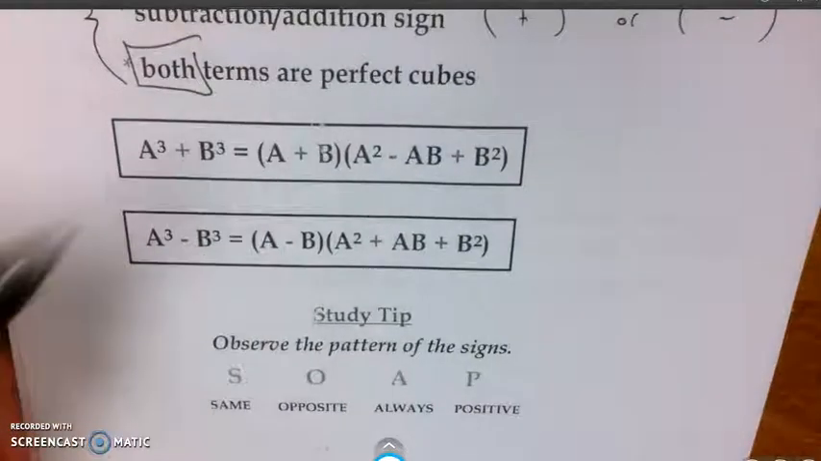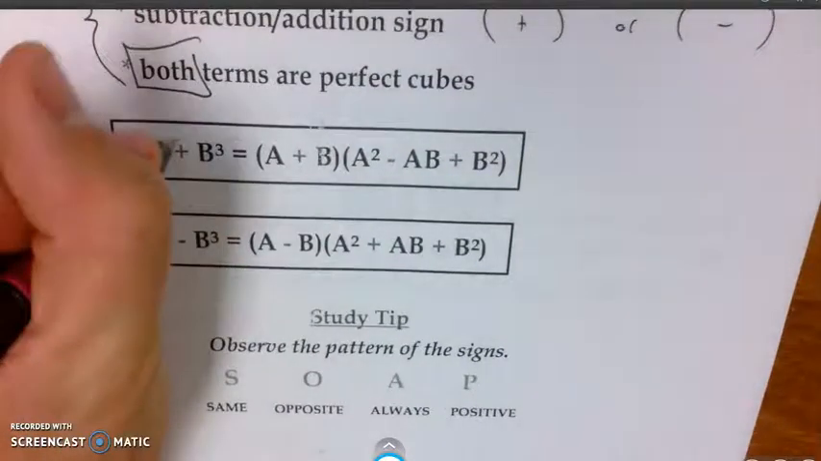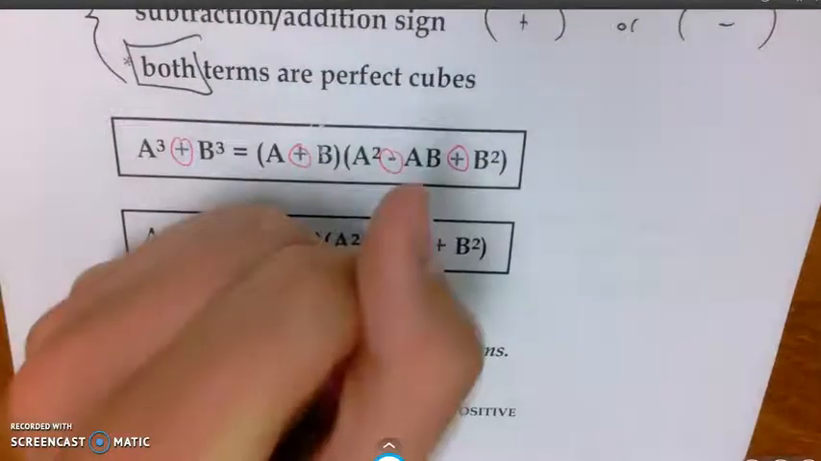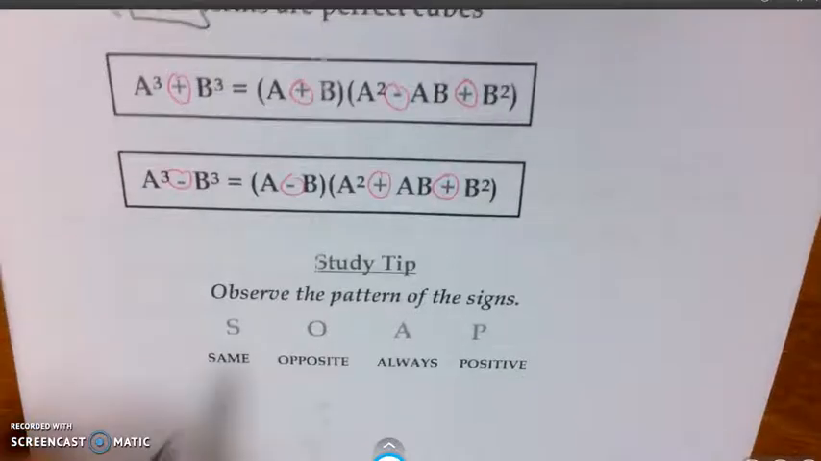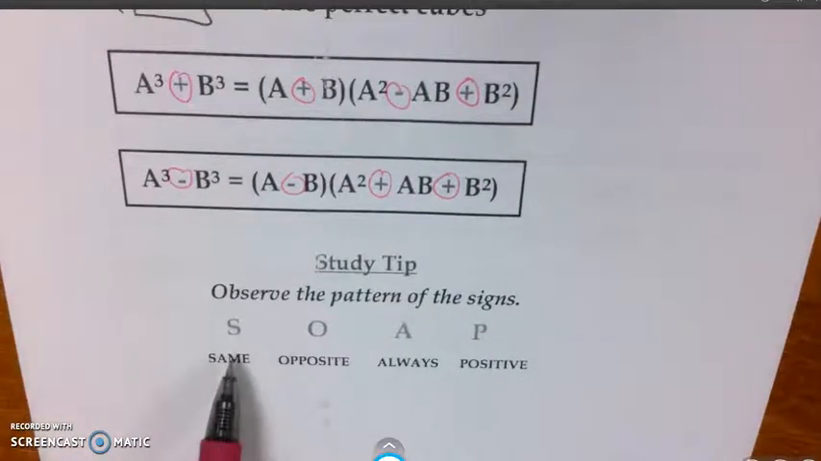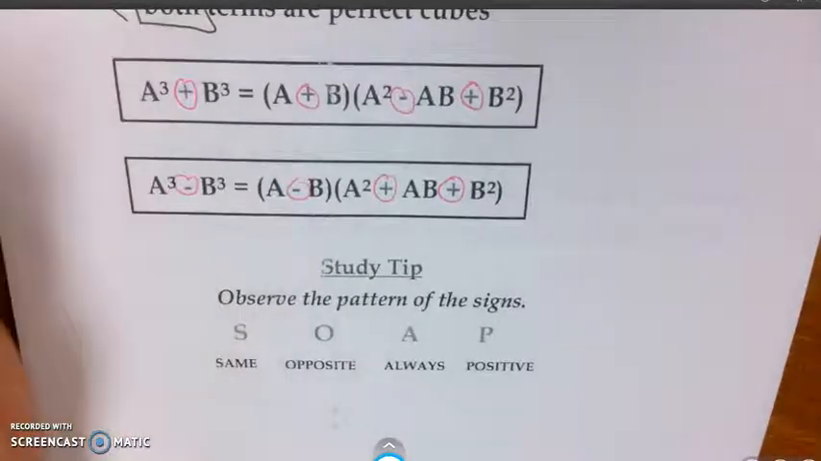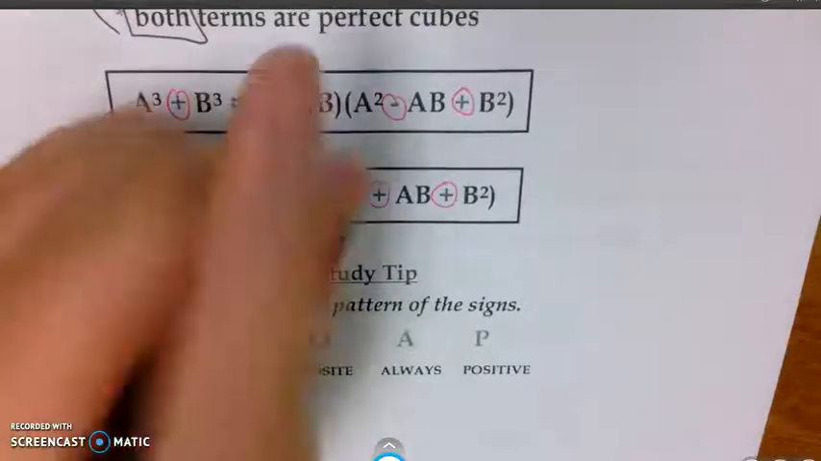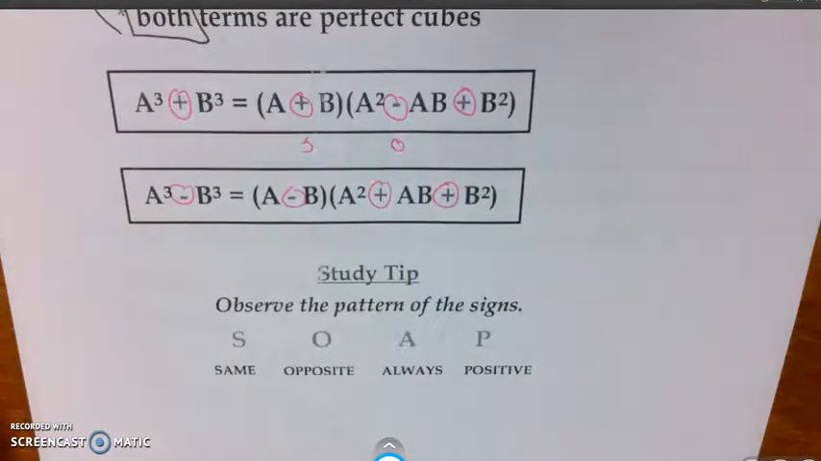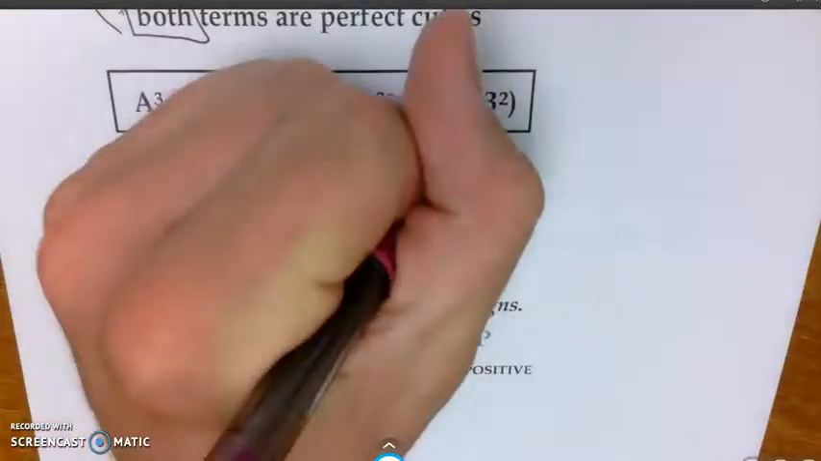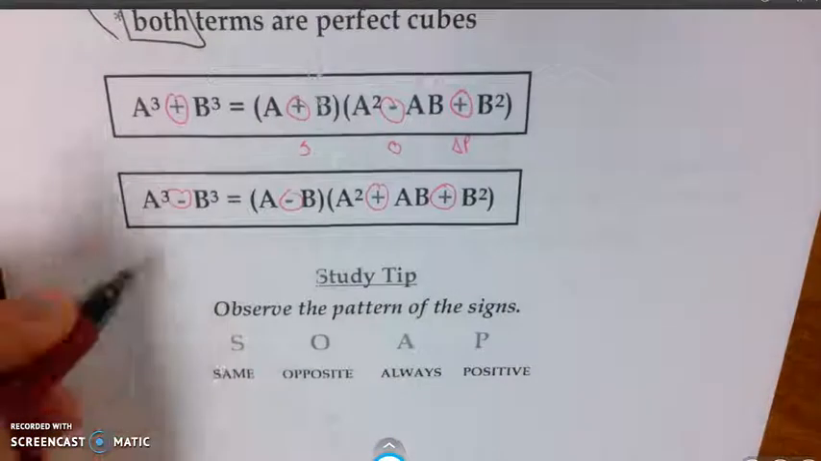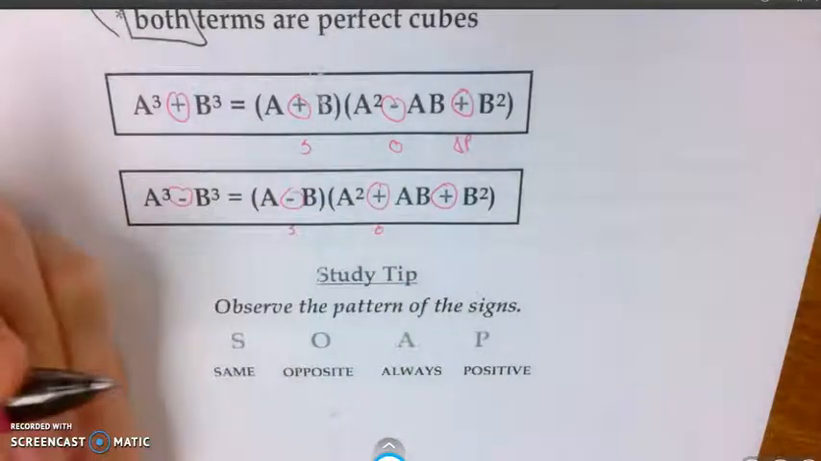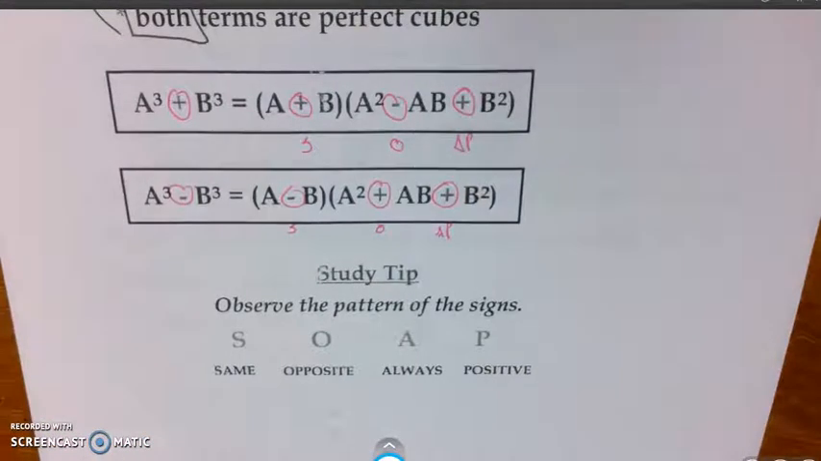You'll notice both of these formulas say the exact same thing. The only difference is the symbols in between them. And the little study tip you can use here is SOAP: same, opposite, always positive. So if I have a plus sign, the first symbol is going to be the same as that. The second symbol is going to be opposite, so this was a plus, so that's a minus. And the last term is always positive. Same thing down here. If this is a minus, this would be the same sign. This would be the opposite sign, and this is always positive over here.